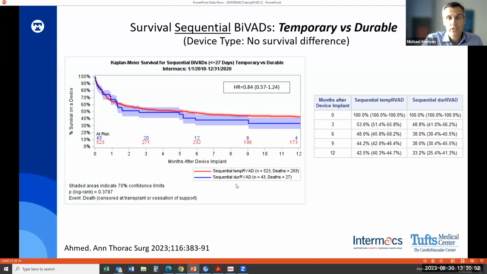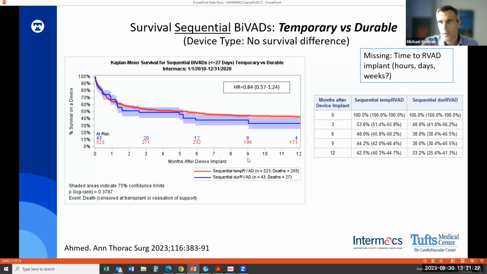Moving on to what about sequential? Still focusing on device type, temporary versus durable, does it matter among just those patients who went back to the operating room? So if they left the operating room and returned for support once it was identified that they weren't doing well. Similar to the last analysis, there was no difference in survival. You can see that these curves overlap really from the get-go, and that overlap persists over time. So there's no survival benefit based on device type among patients who returned for a sequential device.